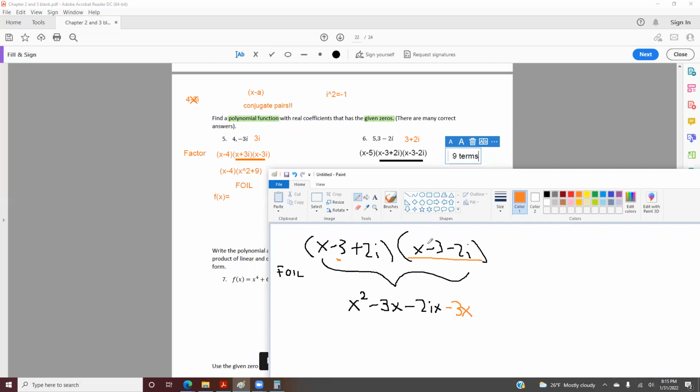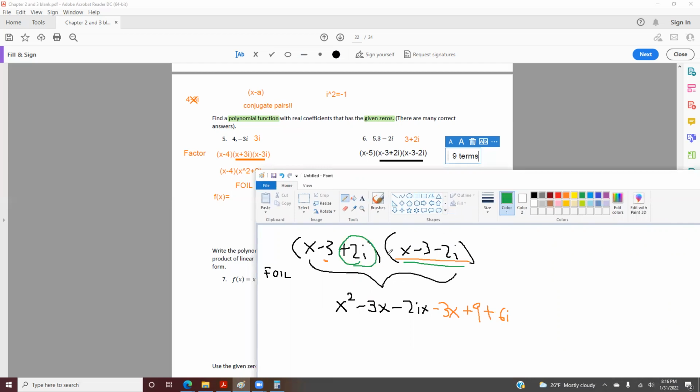Negative 3x plus 9. Negative times negative is positive 6i. And lastly, you take 2i and do the same thing to the rest of this. And that's where you get your 9 terms. So this will give me positive 2ix. 2i times 3 is negative 6i. And 2i times negative 2i is negative 4i squared.